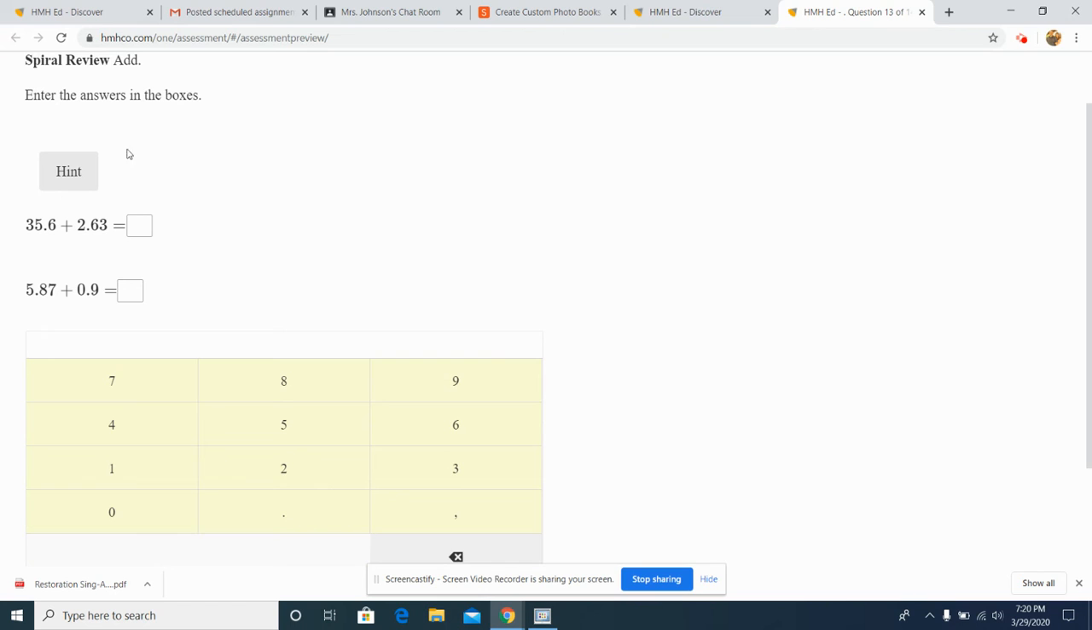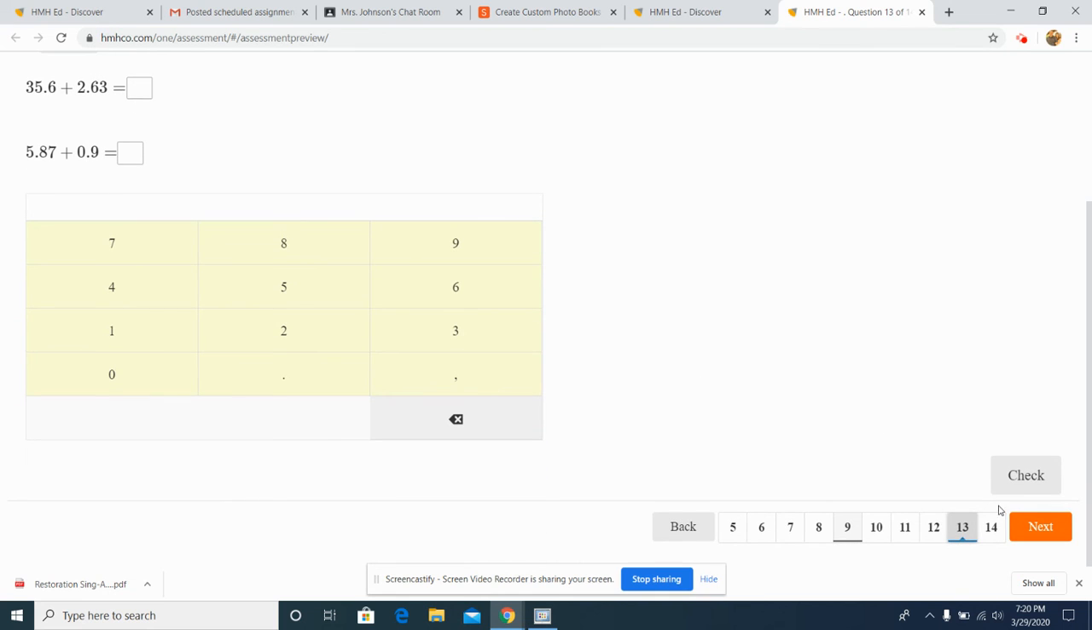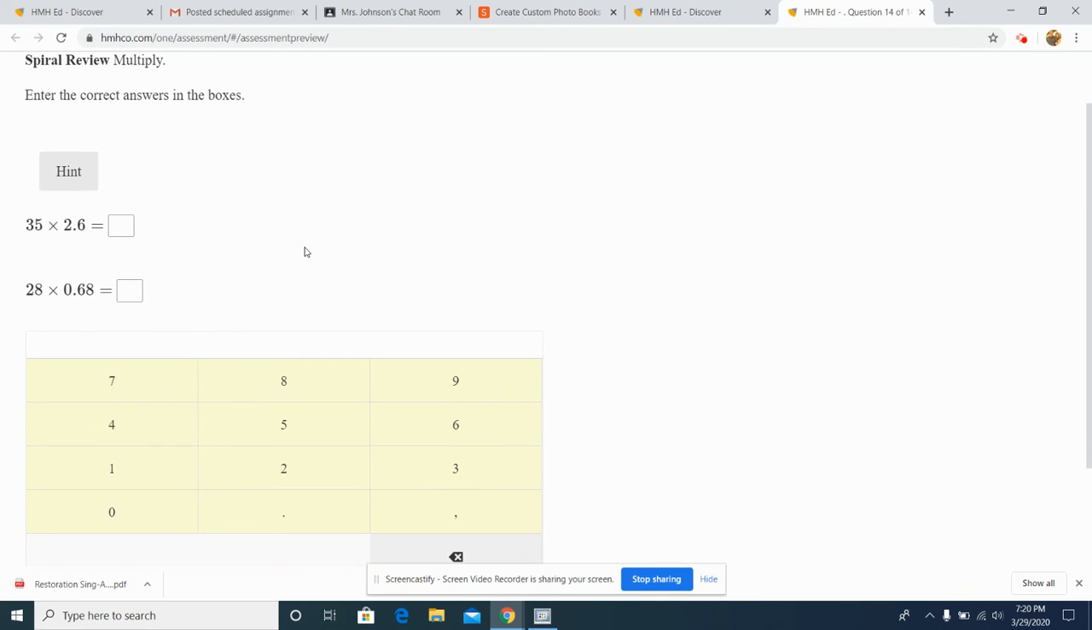Okay. Now, spiral review, add. What do we do when we add decimals? We line up the decimals. So make sure that you line up your decimals when you're adding these 2 problems. And then our last one, 35 times 2.6 and 28 times 0.68. So what are we going to do? Remember, when we multiply we ignore the decimals. And then when we get our answers, we come back and say how many numbers are behind the decimal. We move that many places to the left.